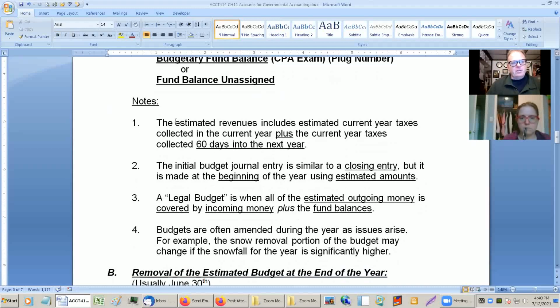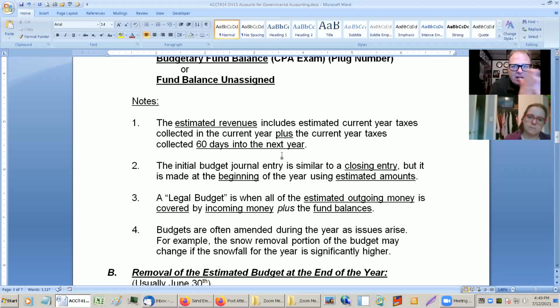Okay, the estimated revenues. When you estimate your revenues, you'll include all the stuff that's going to get collected in the current year, and then anything that comes in within 60 days into the next period. So from July 1st, 60 days in, which would probably be August 29th, you count all the money that gets collected up until June 30th. So 60 days past the end of the year, you can still count that as revenues.